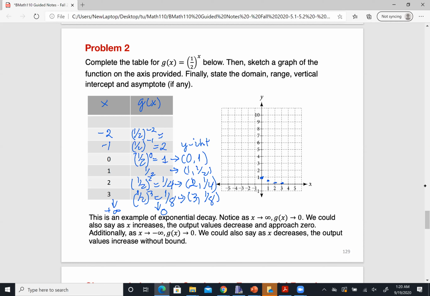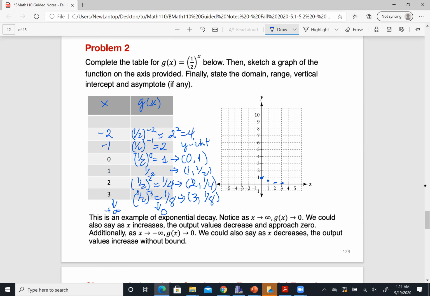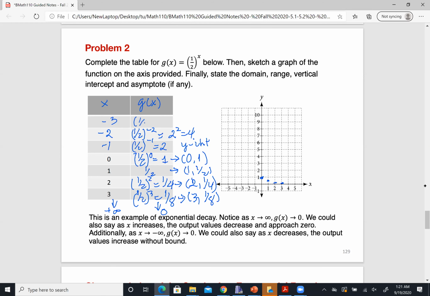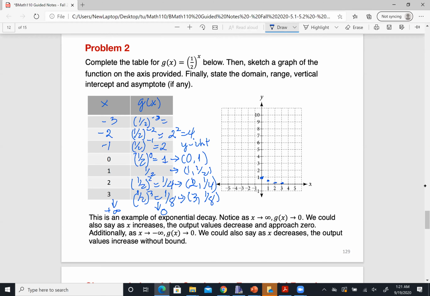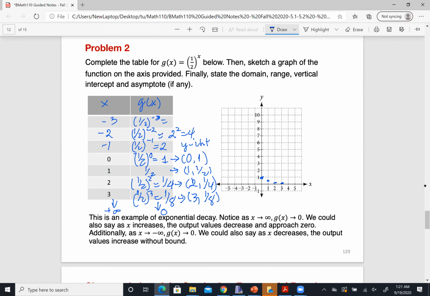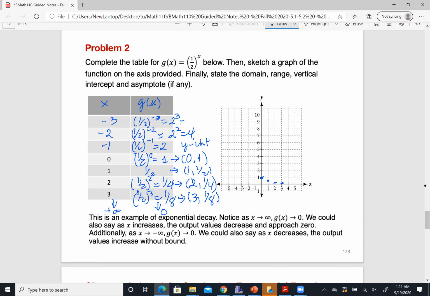Because of the negative power, you're going to take the reciprocal of 1/2, which is 2 to the power 2. Now the negative power changes to positive, and now you have 4, right? Similarly, if I have -3, you're going to have 1/2 to the power -3, and that will give you 2 to the power 3, and that gives you 8.